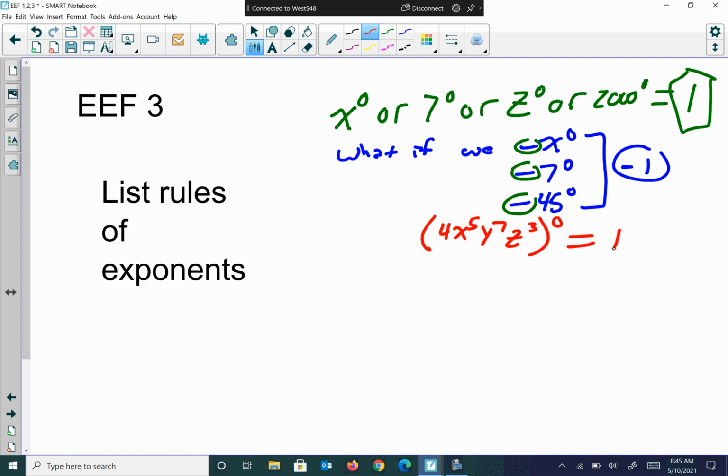No, they're not like bases. So if I have a quantity, a whole thing that's grouped together, that's raised to the 0 power, it just becomes 1. So just know that there's going to be one that comes up on a quiz.